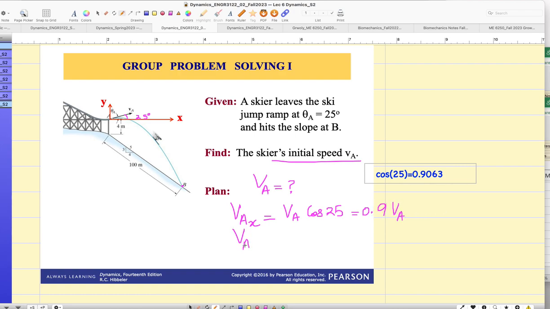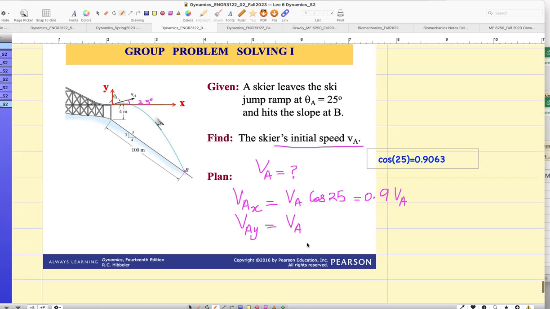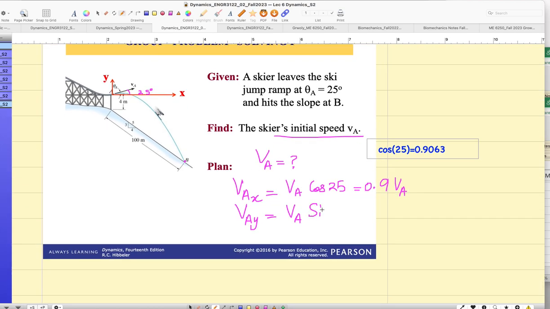And what is VAY? It is VA. Although VA is unknown, it will still be helpful for us to plug into the distance formula in the X direction and in the Y direction. We will be able to do this later on. And VA sine 25, correct? And sine 25 is 0.42 VA. So we have found the X and Y components.